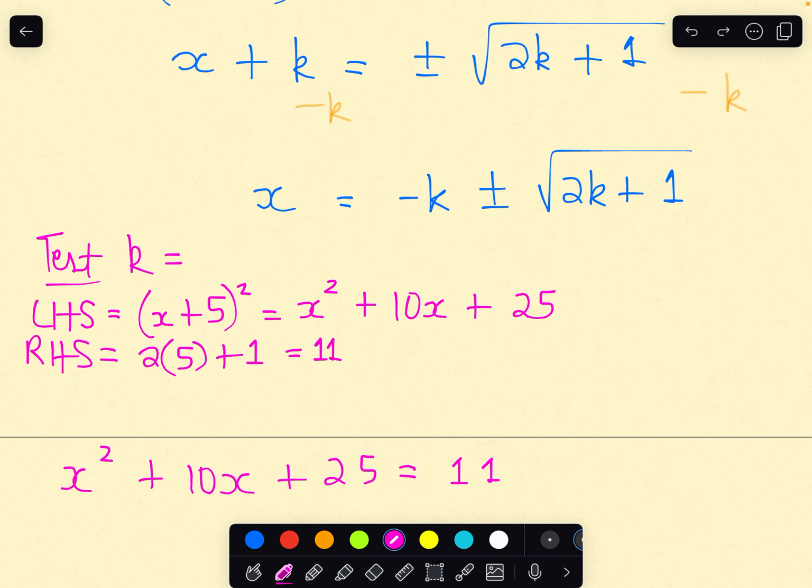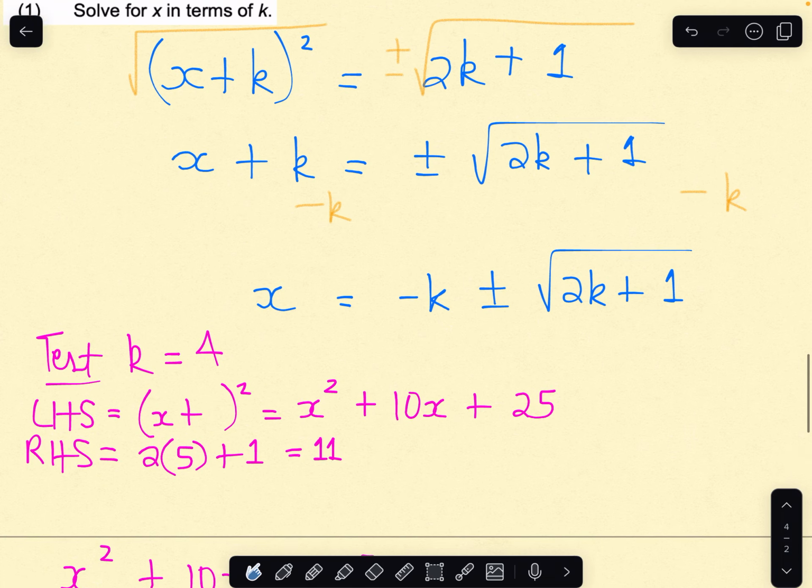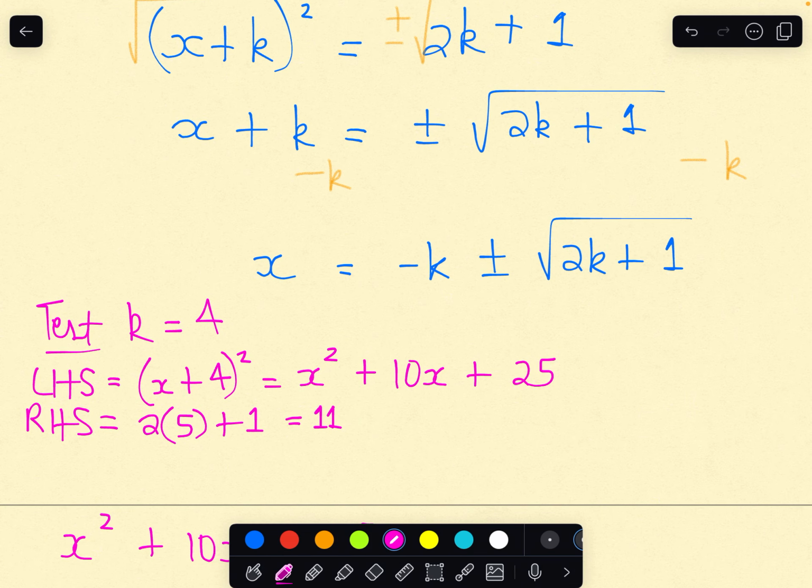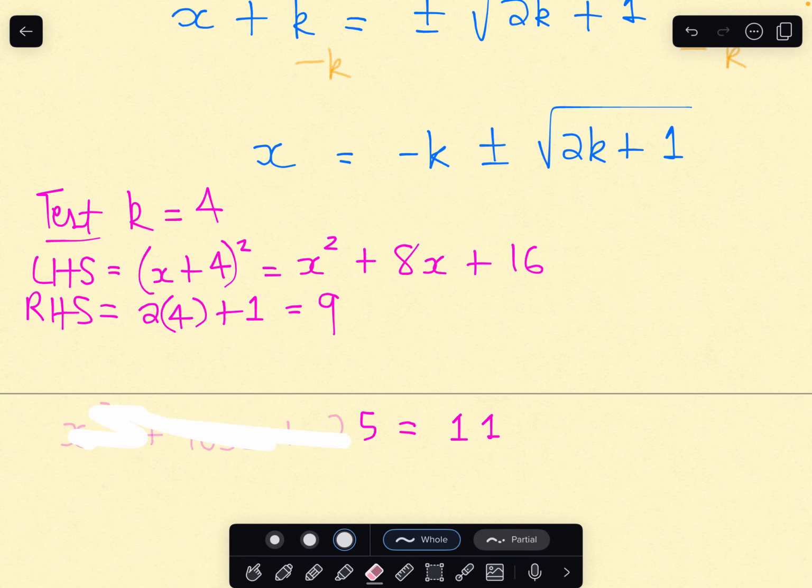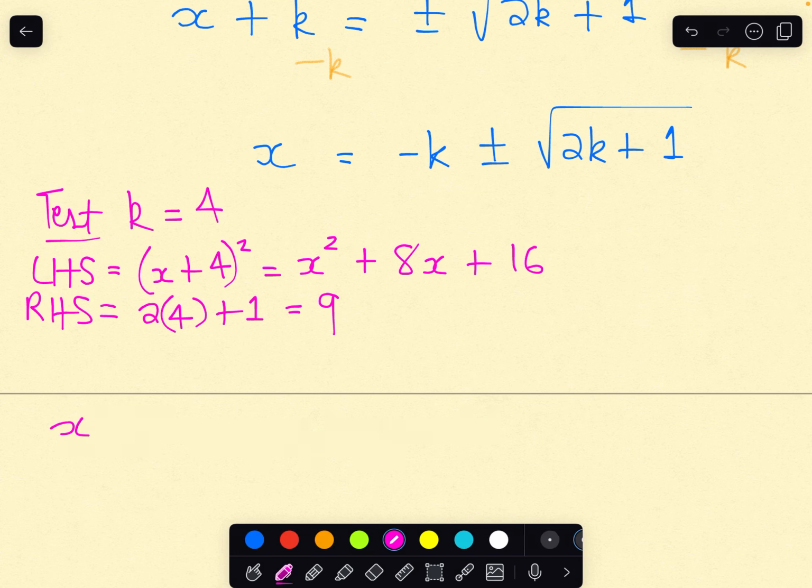So I'm going to choose some number. Okay, I'm actually going to use k = 4. Then the left hand side of my equation, which is (x + k)², will be (x + 4)². If I expand that, it ends up being x² + 4x + 4x, and the last term ends up being 16. On my right hand side, 2k + 1 is 2 times 4 plus 1, which is 9. So this is the equation we want to solve: x² + 8x + 16 = 9.